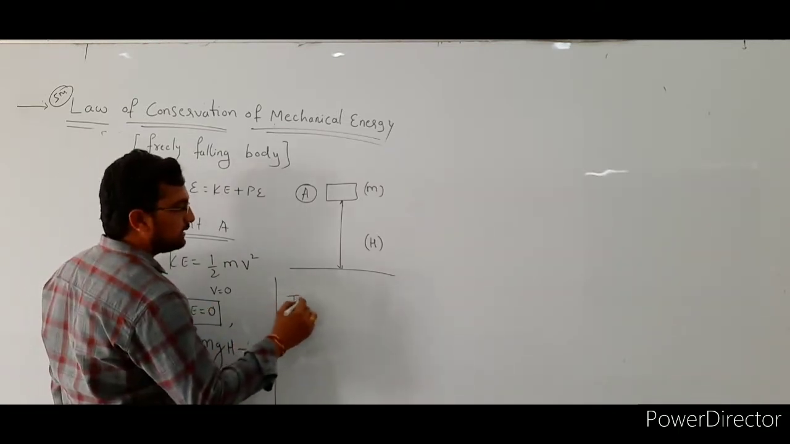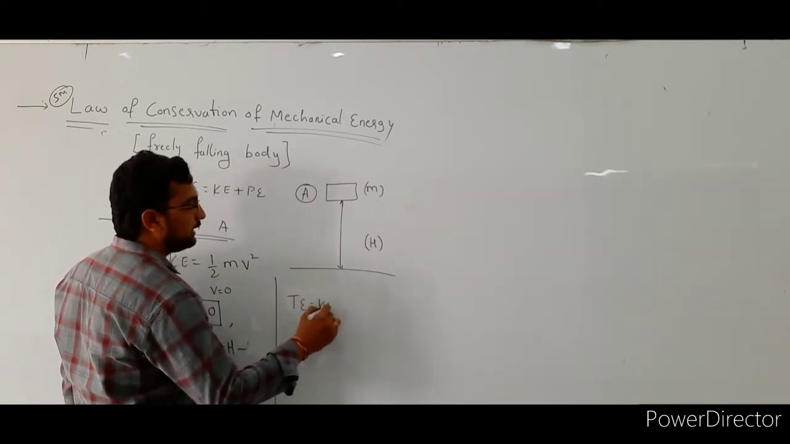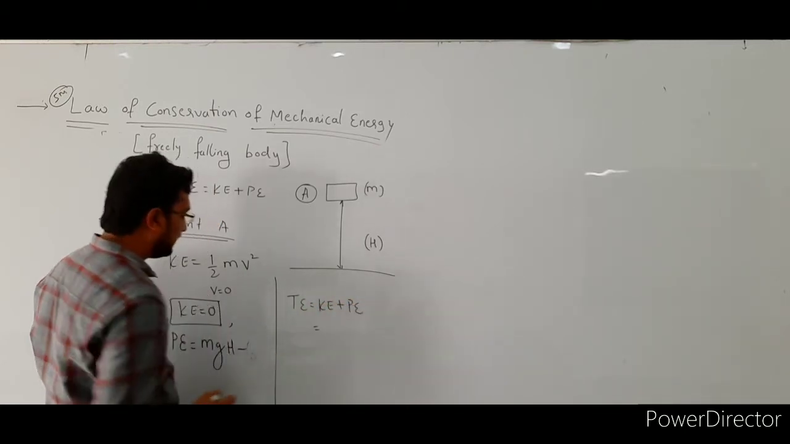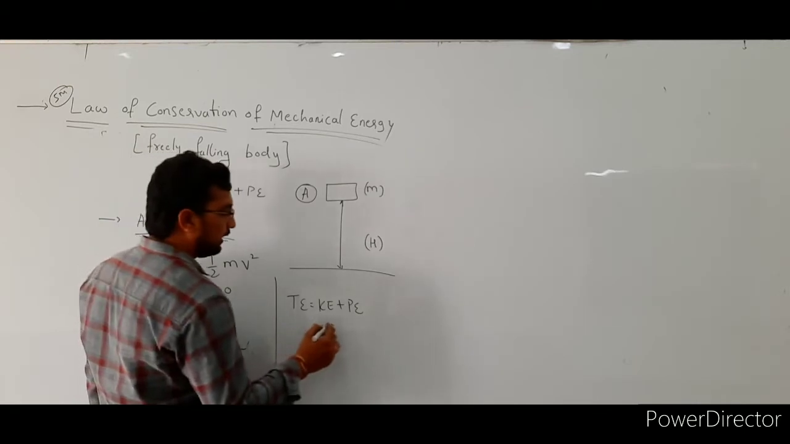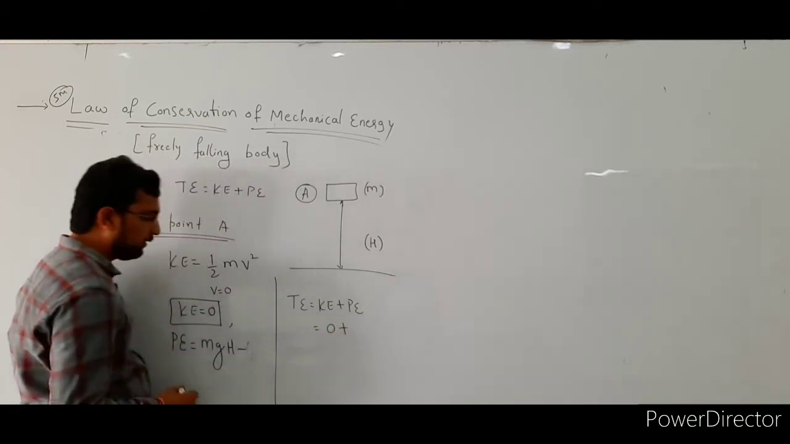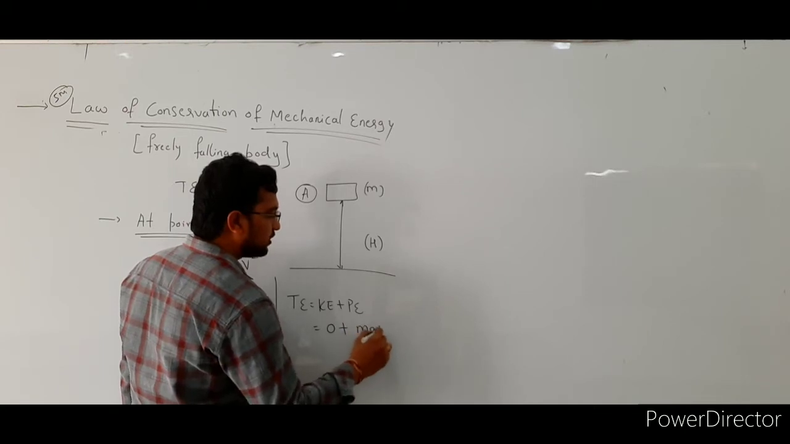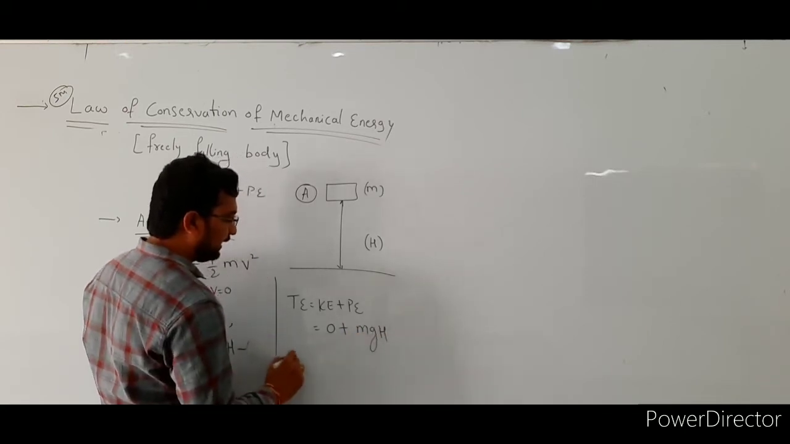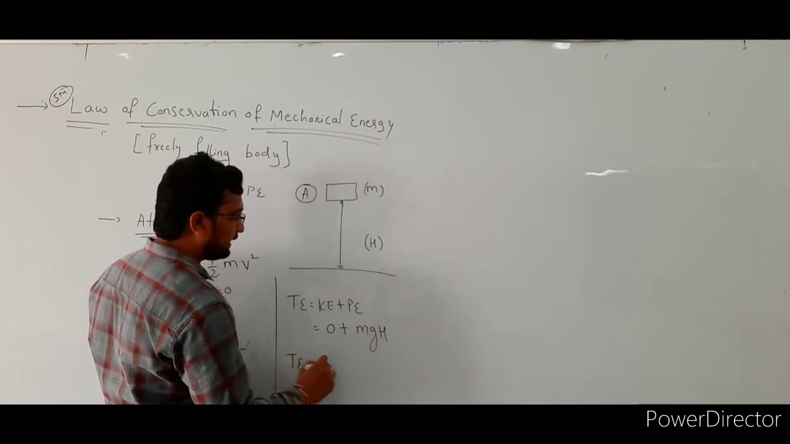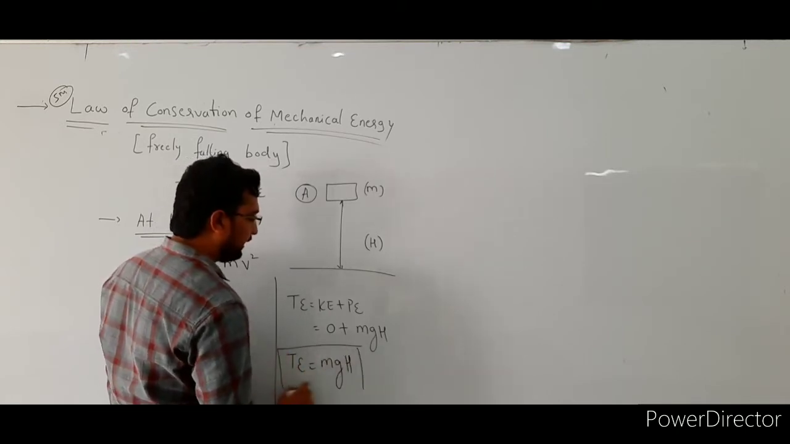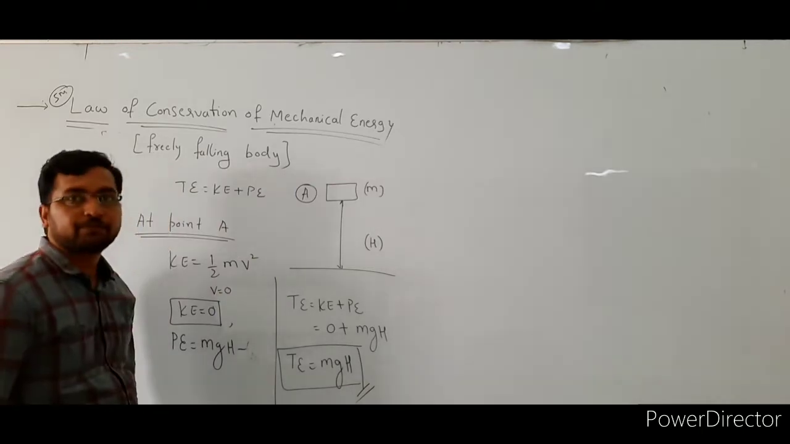Total energy is equal to kinetic energy plus potential energy. Here the kinetic energy value is 0 plus the potential energy value mgh. So the total energy at point A is mgh.